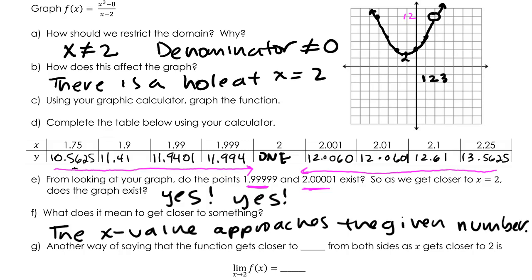Okay, going on, it also says on G, another way of saying that a function gets closer. So what was our function getting closer to? Remember, it was getting closer to 12 from both sides as x got closer to 2. That here is what we're allowed to say right here, that the limit as x approaches 2. So as x got closer to 2, here's 2. So as x came in from the left and as x comes in from the right, we get closer to 12. Who cares if the function exists when x equals 2? We only care what's going on around it.